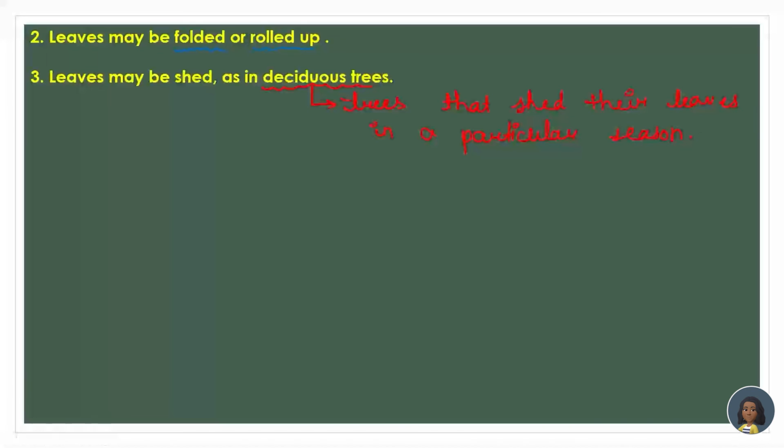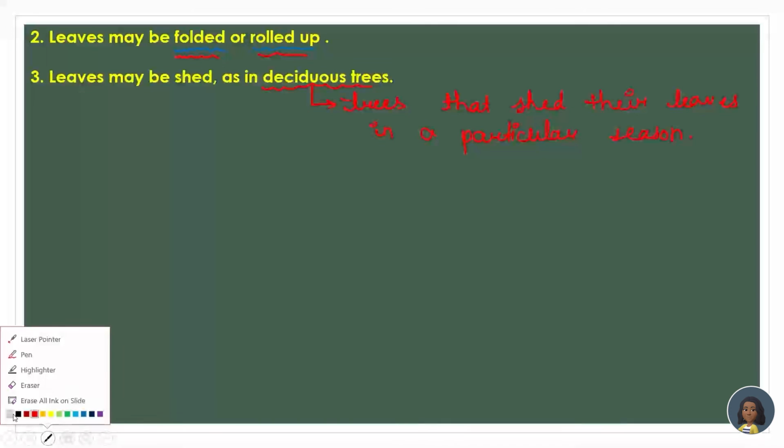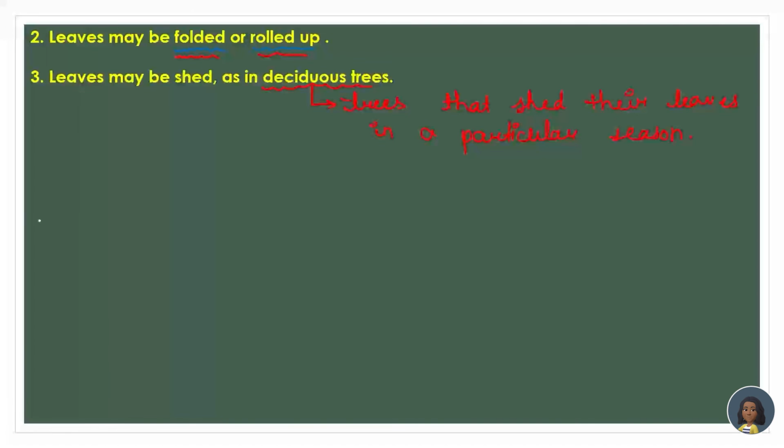If they shed their leaves in a particular season, then transpiration will be completely avoided during that time. But you all might be asking that lenticels are also present. Yes, lenticels are present and they will perform transpiration, but the maximum amount of excess transpiration can take place through the leaves and leaves only. So it's a very important point. And in some plants you can see that the leaves are folded or rolled up. It's the same thing again. If the leaves are folded or rolled up, then also the surface area is going to decrease.